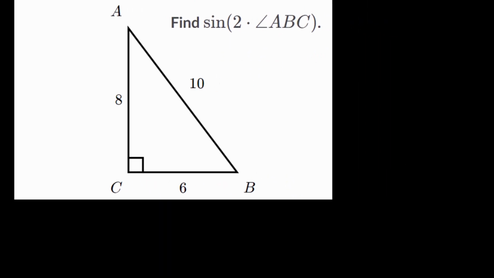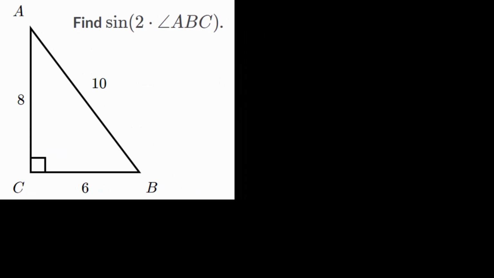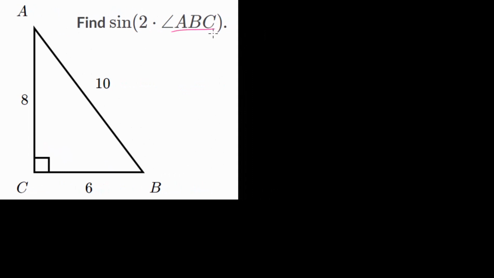There are a couple different approaches we can take. One approach is that we can figure out the measure of this angle and then double it and plug it into our sine function. To do that, we just need to use basic trigonometry. We can write down our right triangle definitions for the trig functions, and we need to figure out this missing angle here.